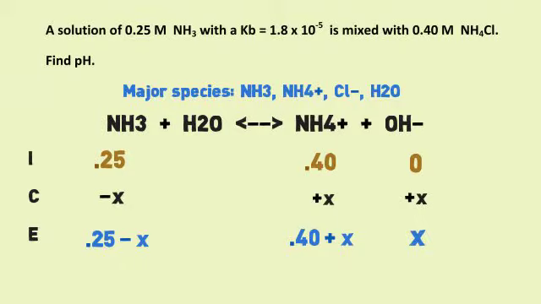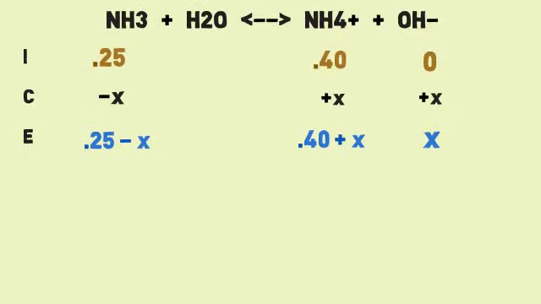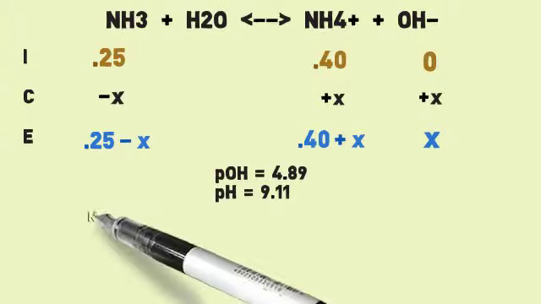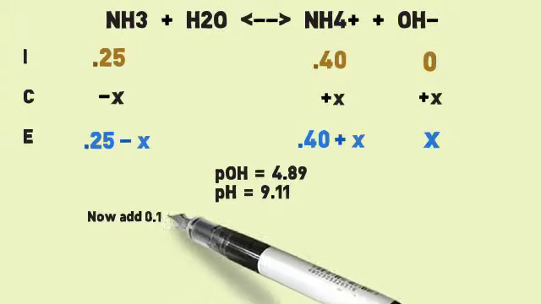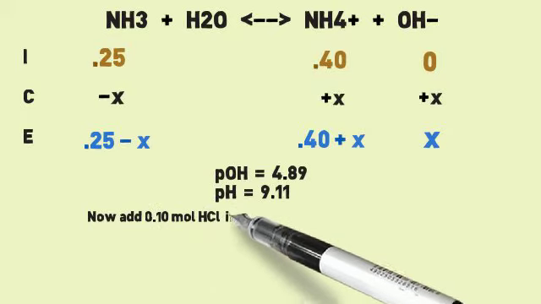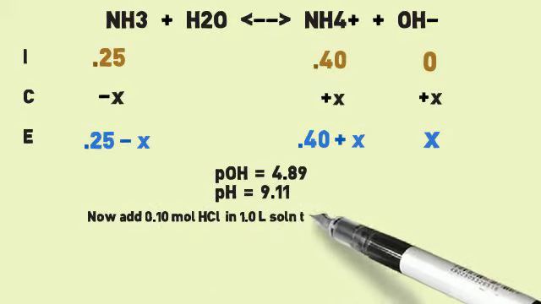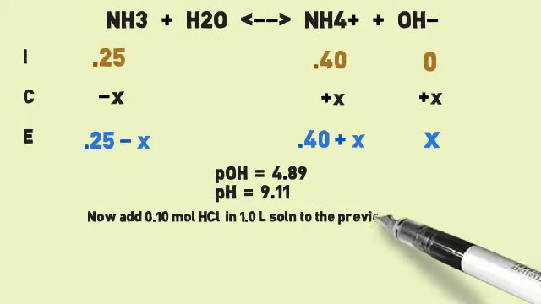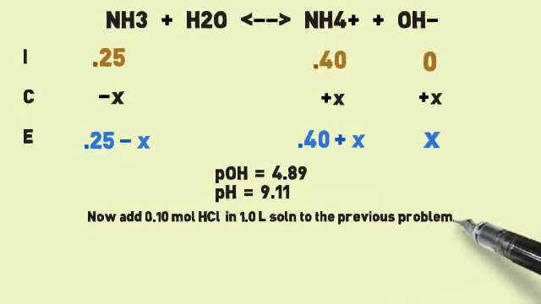You're going to be solving for pOH and pH. Do that now. Here come the answers. pOH is 4.89. pH is 9.11. And you need to be aware that we're going to add an acid to this, a mild acid, 0.10 moles in 1 liter solution, to see how it affects the pH.